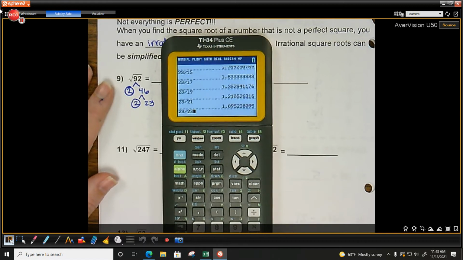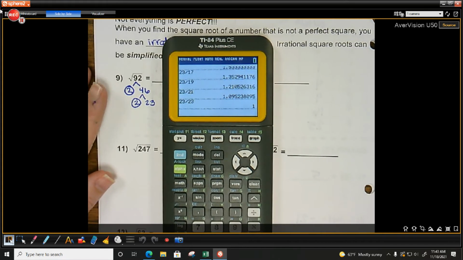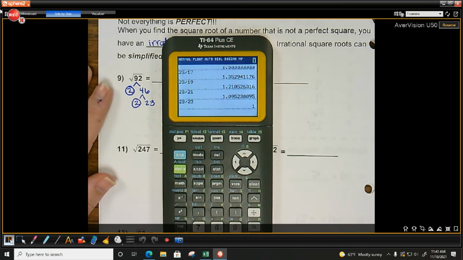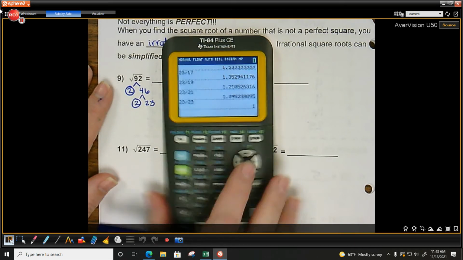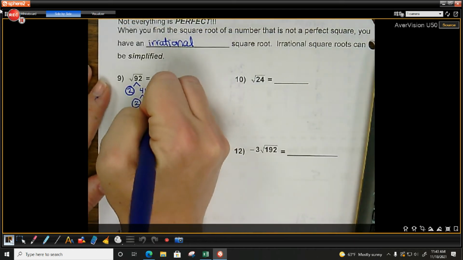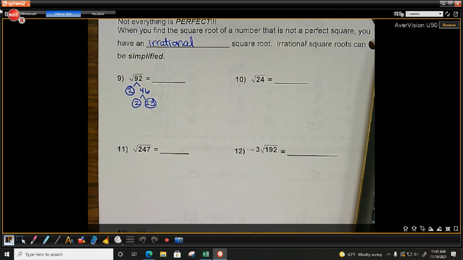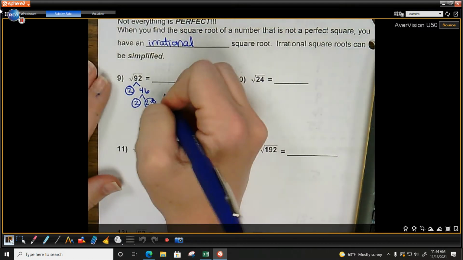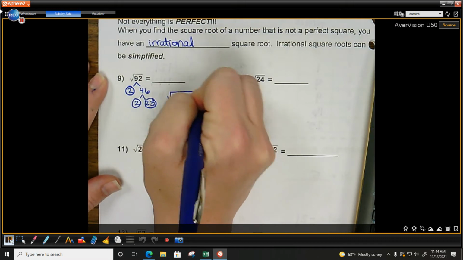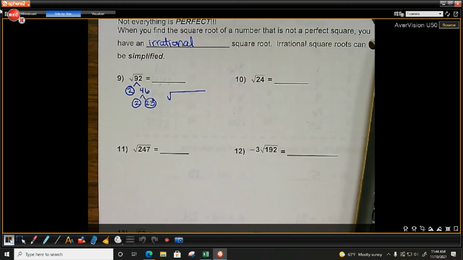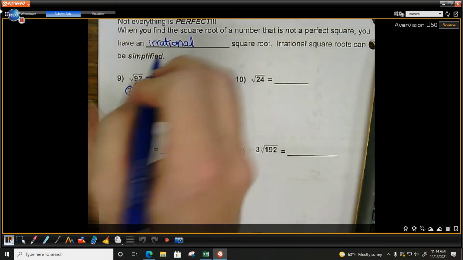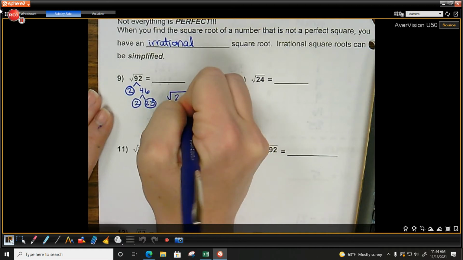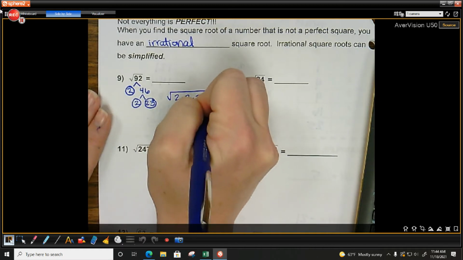Divided by 23. What's the only thing that 23 is divisible by? 23 and 1. Okay, making it prime. Circle it. All of my branches are now prime. All of them are circled. So I'm done doing my prime factorization. So we're going to draw our square root sign again, and we're going to replace 92 with 2 times 2 times 23.